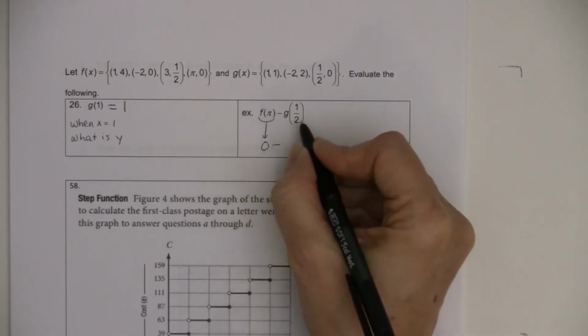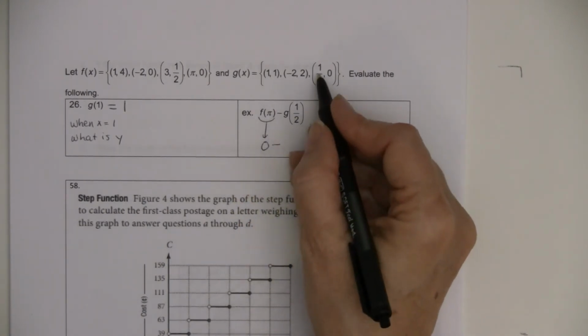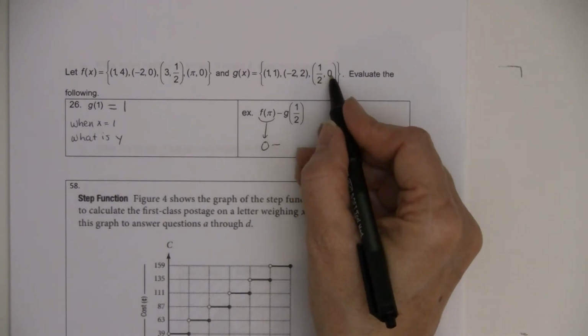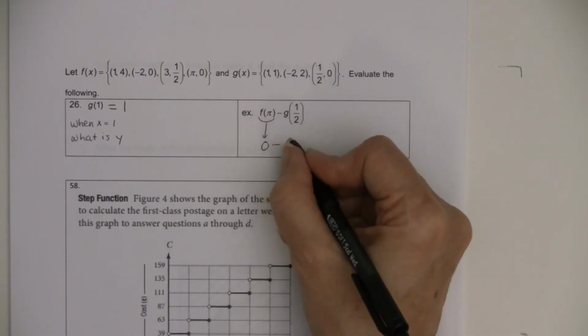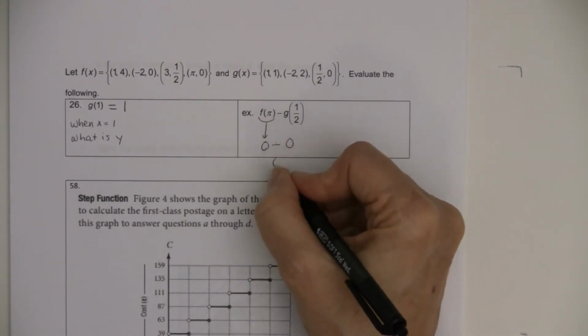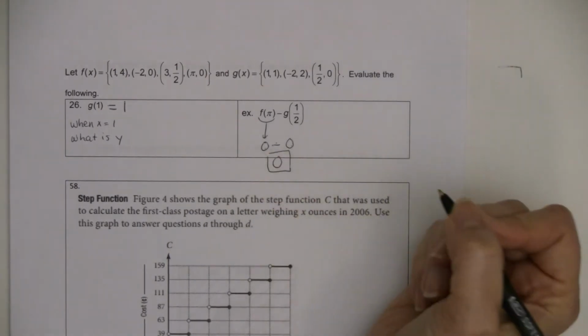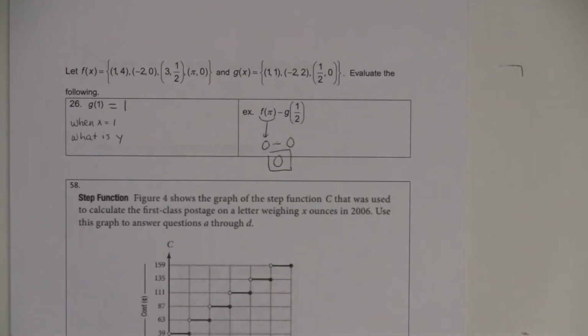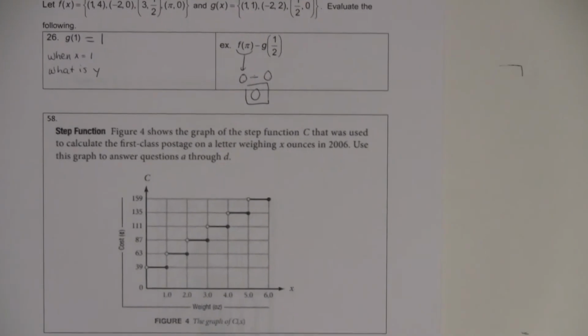And then minus g at half. Well, g at half is 0, coincidentally. And 0 minus 0 is 0. So our answer is 0. So we did a lovely job on that.